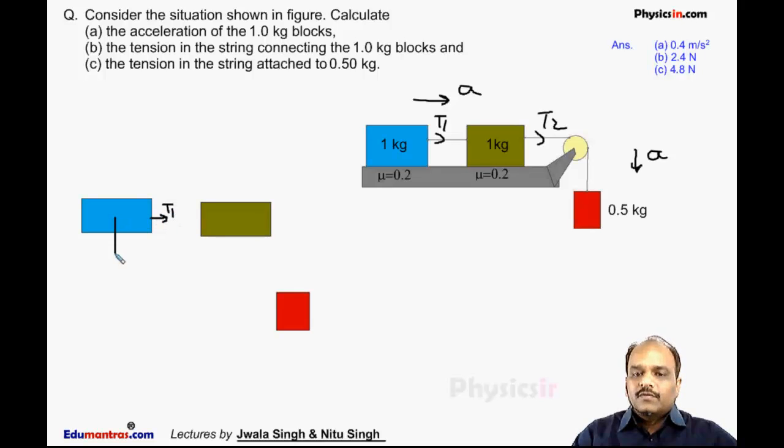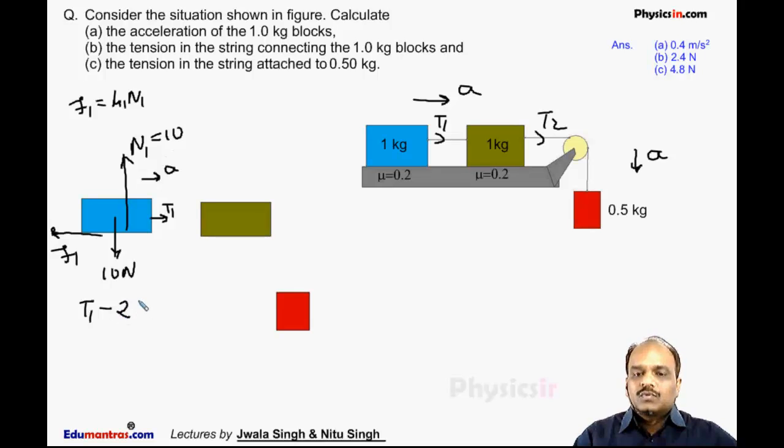Here it is T1. The weight of this block is 10 Newton. The friction here is in the backward direction, F1, and the normal reaction here is N1, that is also 10 Newton. Now we are assuming this block is moving with acceleration A. So I will write T1 minus F1. F1 is kinetic, F1 is equal to mu1 times N1, that is 10 into 0.2, so it is 2. That is equal to mass 1 into acceleration A. This is the first equation.